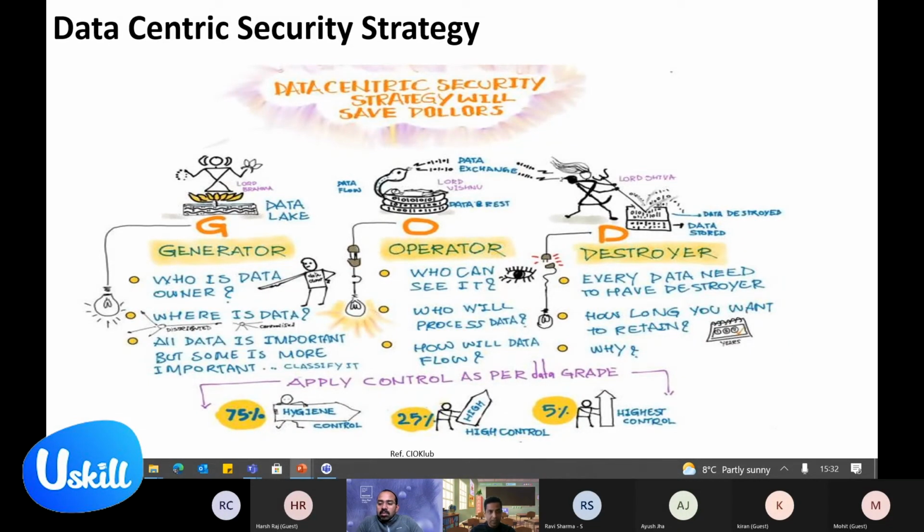But in general, in any organization, if there is HR data, admin data, or some kind of financial data, the creator of the data is considered the owner of the data, and it is the whole and sole responsibility of the owner to guide everybody on how to implement data security.